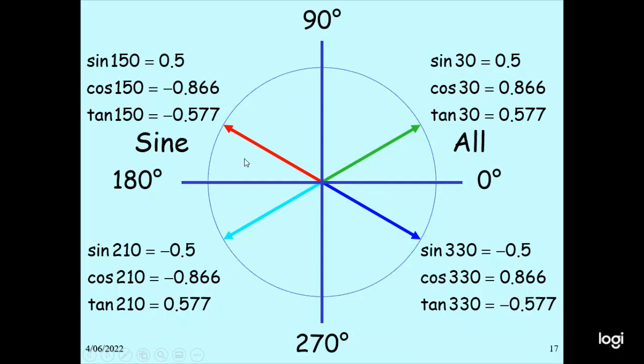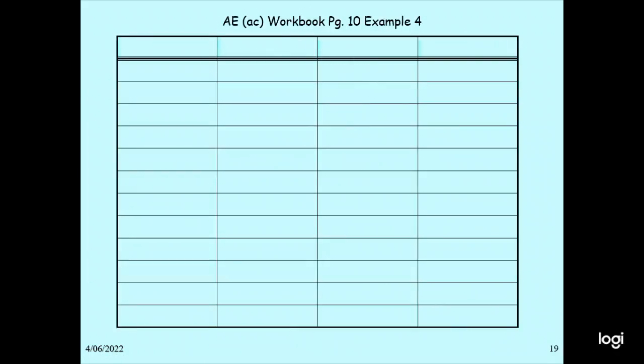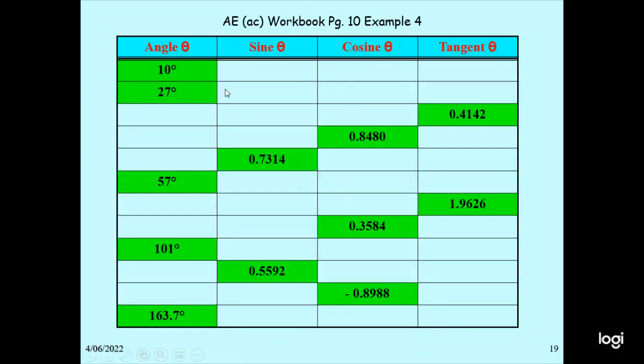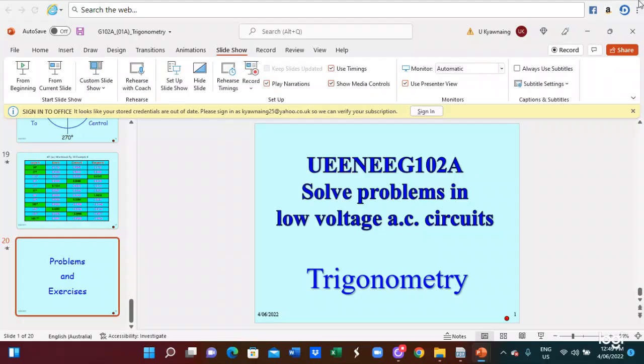This is all, sine, tan, cos. In this quadrant all angles are positive. In this one, sine is positive, others are negative. In this quadrant, tangent is positive, others are negative. In this quadrant, cosine is positive, others are negative. So for angles theta like 10 degrees, 20 degrees, 70 degrees, we can find the sine, cosine, tangent, and the inverse angle. Those are angle values, you can read the table. Then you can do the problem exercise.